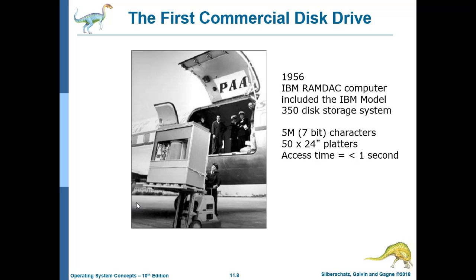Next is the first commercial disk drive. In 1956, the IBM RAMAC computer included the IBM Model 350 disk storage system. We have 5 megabytes of 7-bit characters on 50 24-inch platters, so 24 inches is about 2 rulers. As you can see, this is already a hard drive in 1956. It's almost as large as a refrigerator, times 2 refrigerators. Access time is less than 1 second.